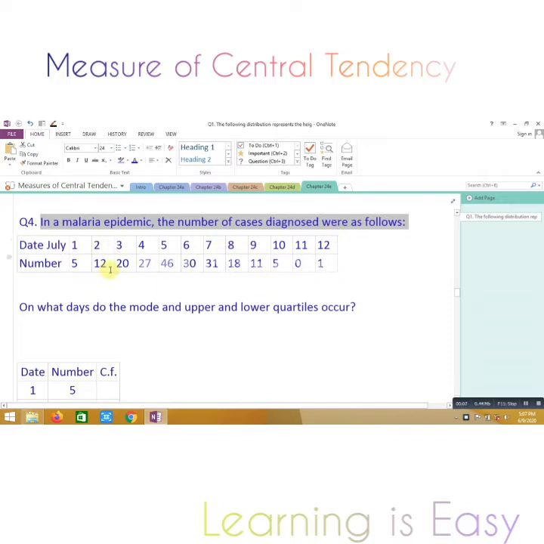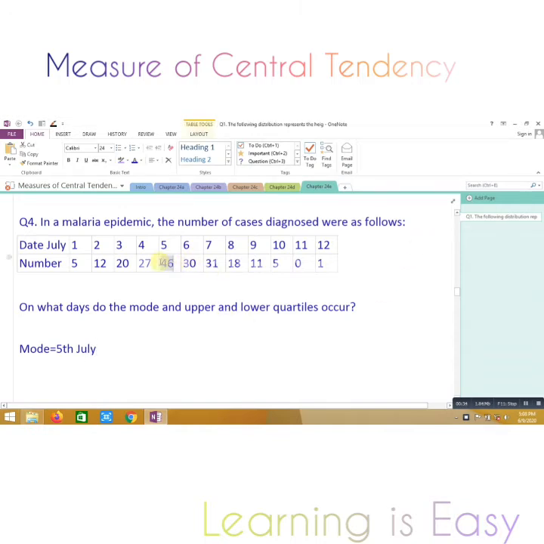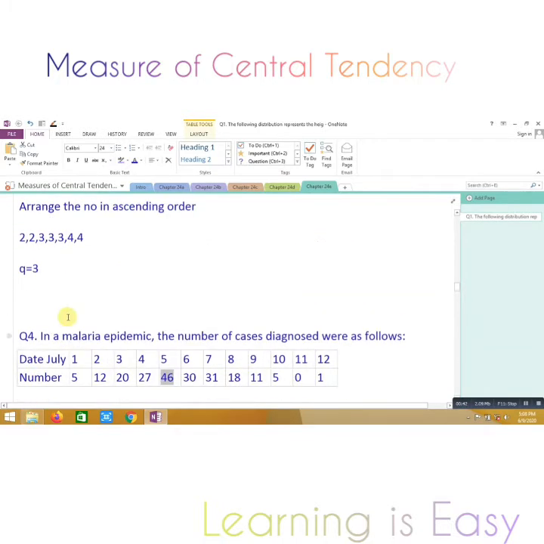Next question, in a malaria epidemic, the number of cases are given for the month of July. So first we need to find the mode. We know the maximum occurrence is on July 5th, that's 46. So we know the mode is 5th July. Mode means maximum occurrences. If you refer to my previous exercises, you must be clear with the mode. So 46 is the maximum occurrence, which happens on 5th July. That's the mode.